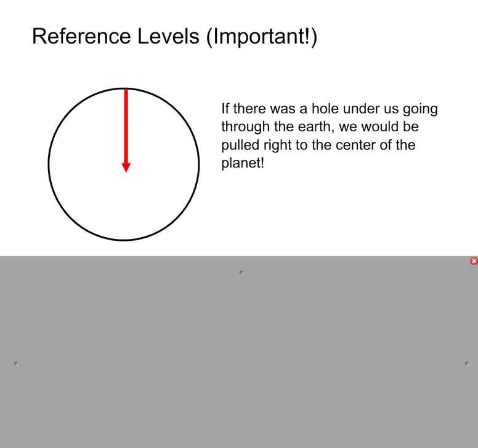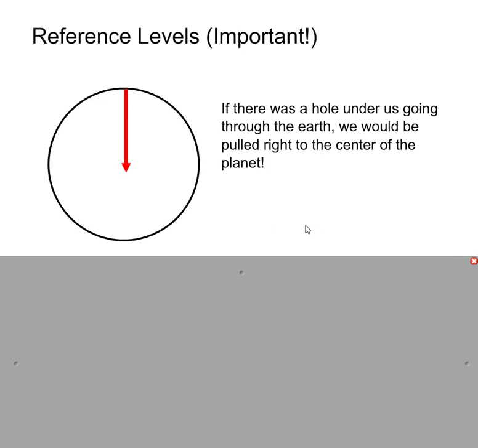So if there's a hole under us, just imagine that goes all the way through the earth, and you step into that hole, what's going to happen is you're going to fall, and you'll fall actually past the center of the earth, and then you get pulled back, and you kind of oscillate back and forth, and you'll end up in the center of the earth. And of course, it's really, really hot there, so that would be a horrible way to go.